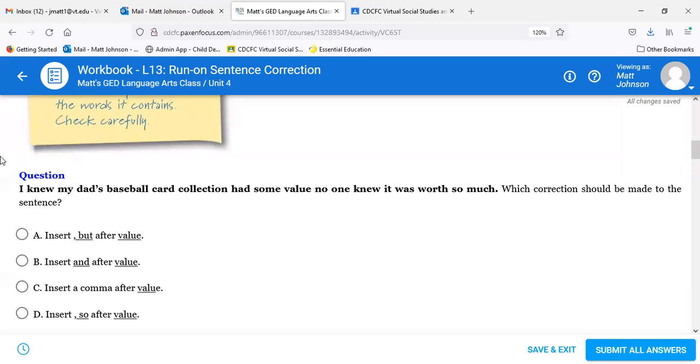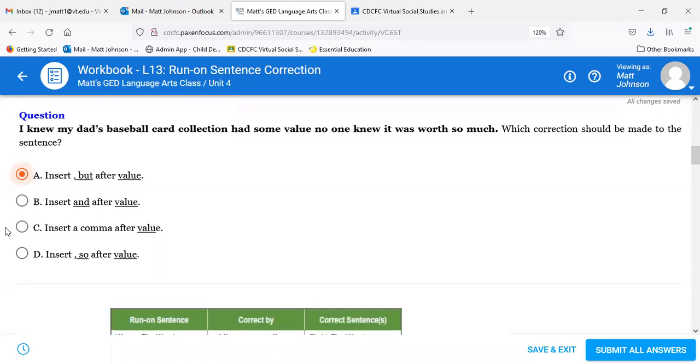A. Yeah, good job. So here we're adding a little bit of contrast, right? I knew my dad's baseball card collection had some value, comma, but no one knew it was worth so much. This is another example. Sometimes but will work better than however or nevertheless. In this case, it does sound better just to use but. But no one knew it was worth so much. And we can see right there 2 complete ideas. That's what you're always looking for in a run-on sentence.